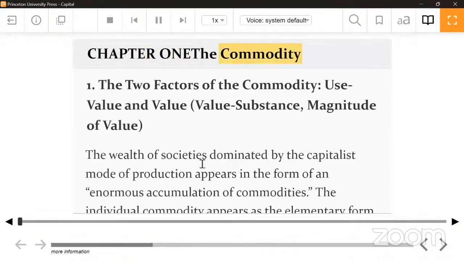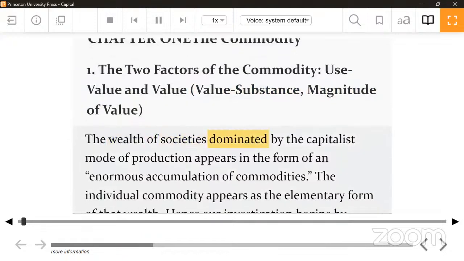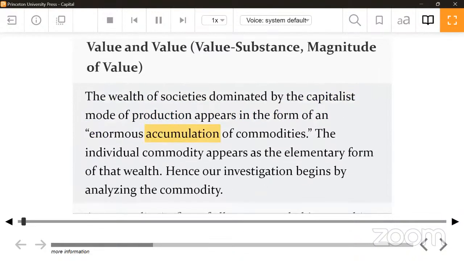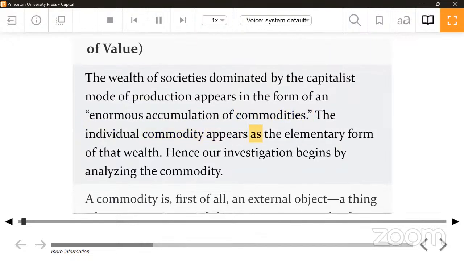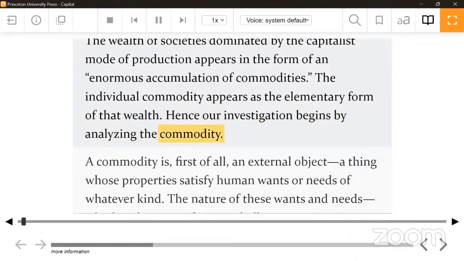Chapter One: The Commodity. 1. The two factors of the commodity: use value and value substance, magnitude of value. The wealth of societies dominated by the capitalist mode of production appears in the form of an enormous accumulation of commodities. The individual commodity appears as the elementary form of that wealth. Hence our investigation begins by analyzing the commodity.